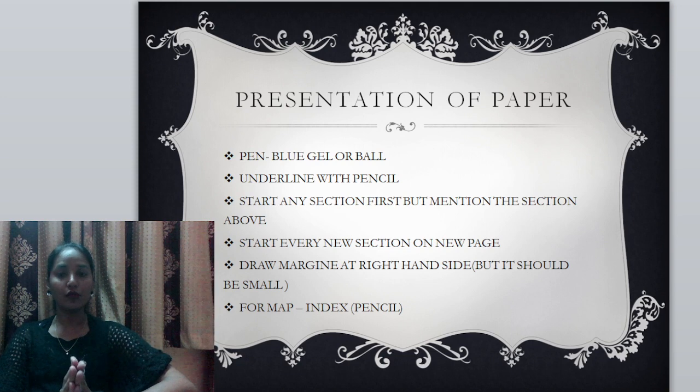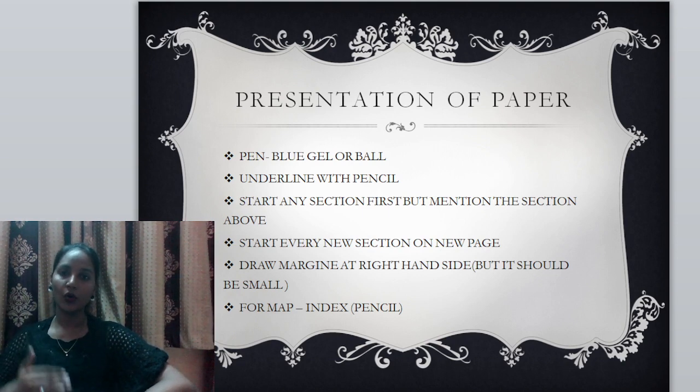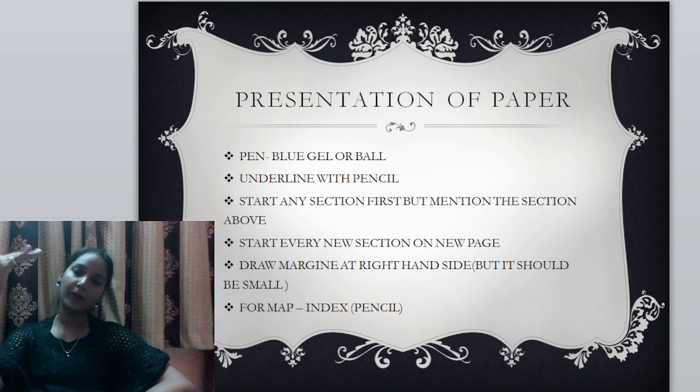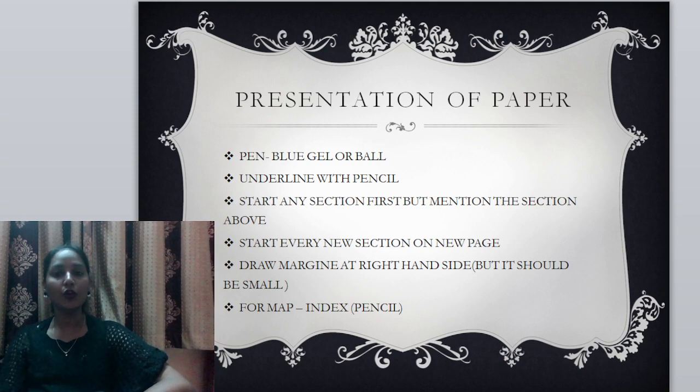Now, how the presentation of the paper should be. Use blue gel pen or ball pen, whichever you feel comfortable in, but I'll suggest using only a blue pen. Then for underlining the keywords, use a pencil. Start any section first, but I'll suggest that you go sequentially, A, B, C, D, E, F, or F, E, D, C, B, A. In this way also you can go. Then start every section on a new page. If 4-5 lines are left, leave those lines and start the new section on a new page.